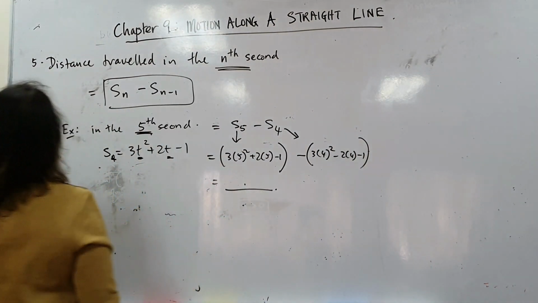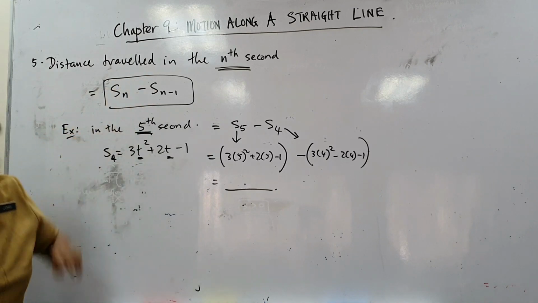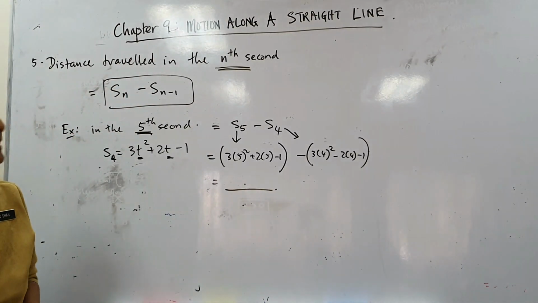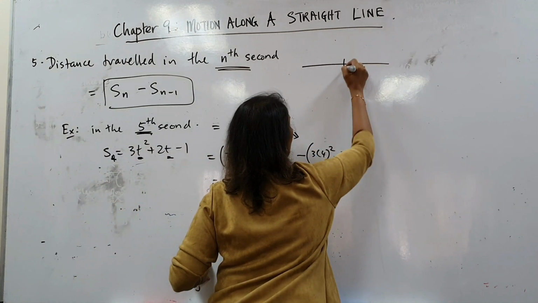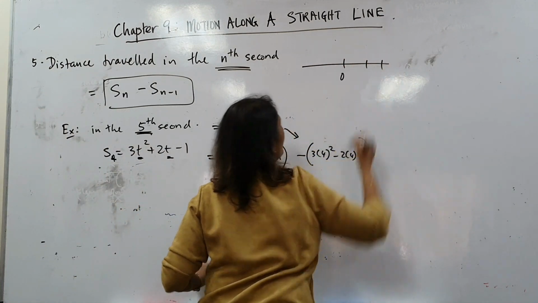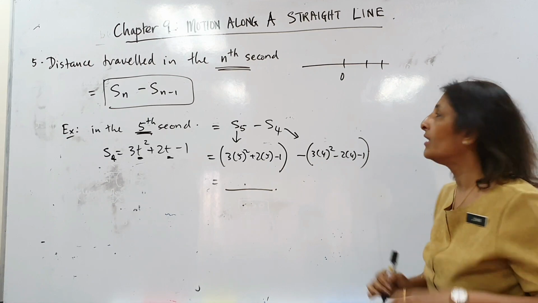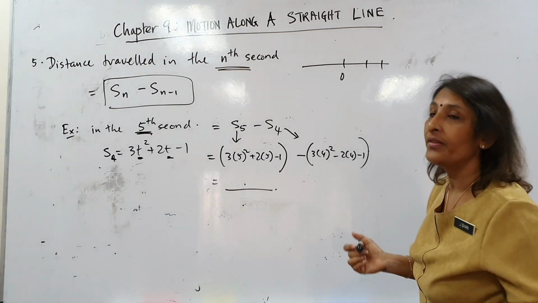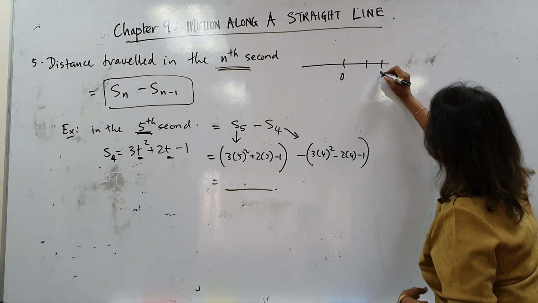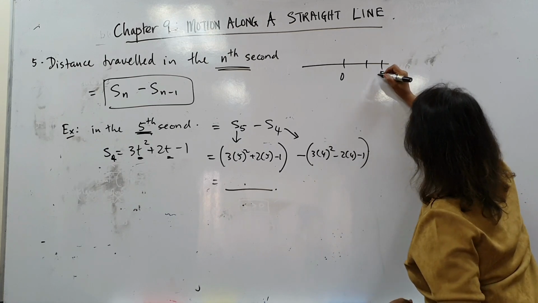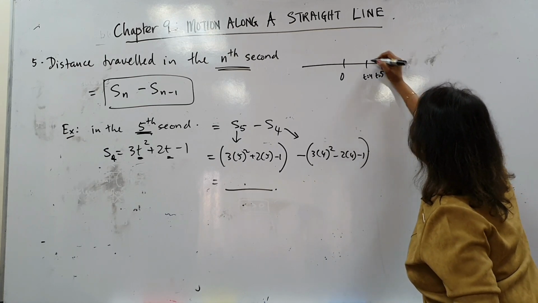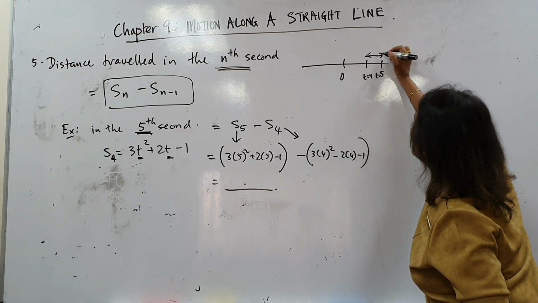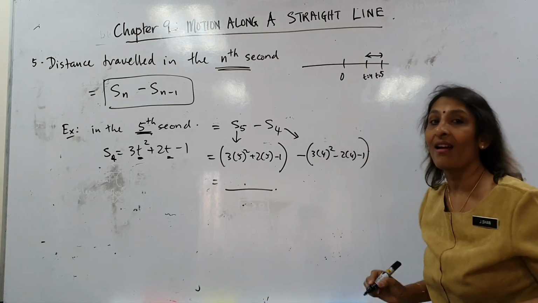Okay, the last one. Distance traveled in the nth second. Distance traveled in the nth second means we only want to know, for example, this is the number line. Let's say I want to know distance traveled in the 5th second. 5th second means here t is 5 and here t is 4. Okay, you only want to know this distance from here to here. What is it? Not from the start.